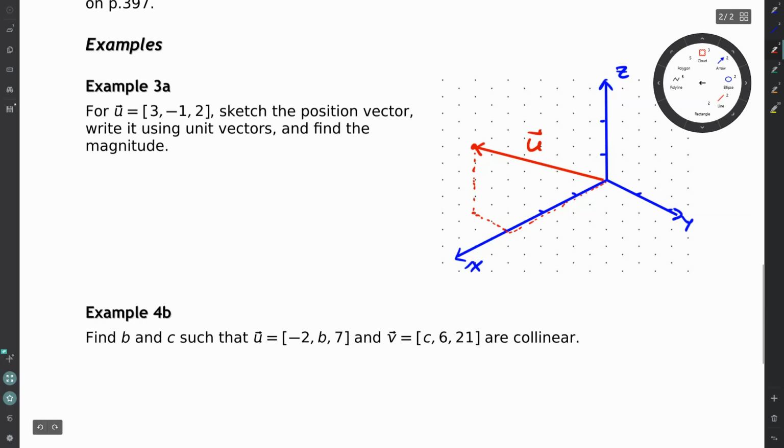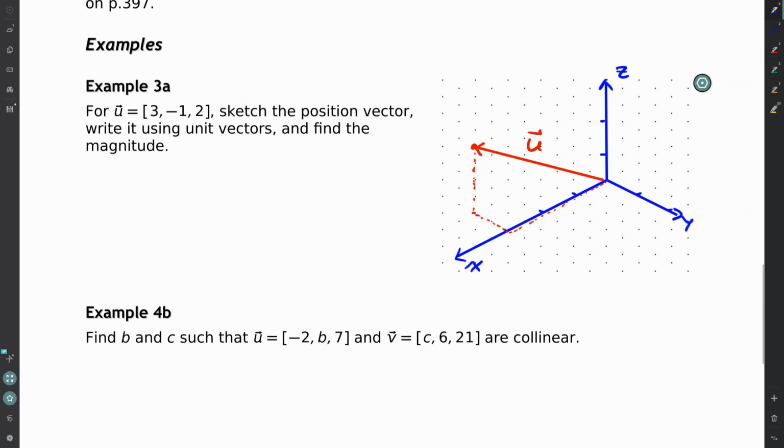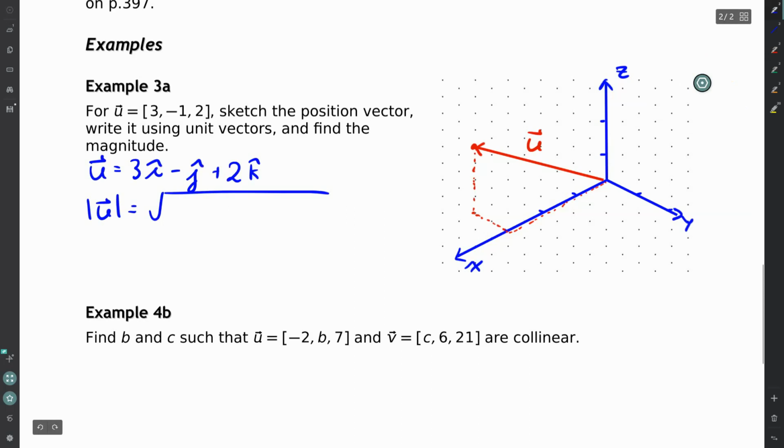Now we can find the unit vector representation really easily. So vector u is going to be 3i hat minus j hat plus 2k hat, and the magnitude of vector u is going to be the square root of the sum of the squares of those components. So the exact representation is going to be the square root of 14.